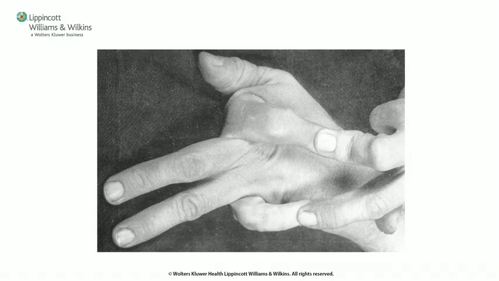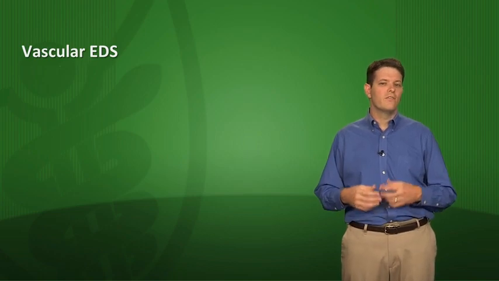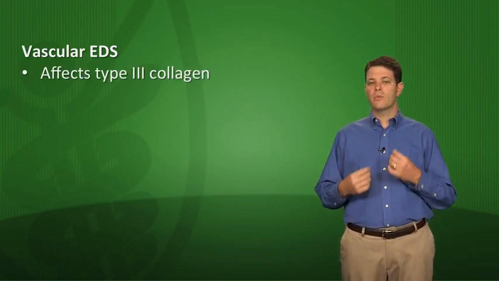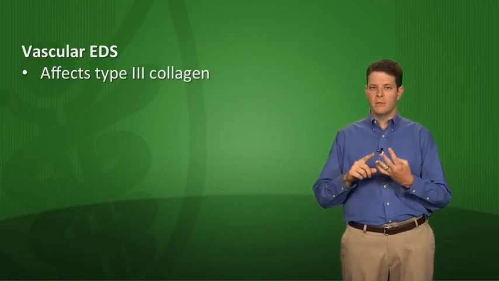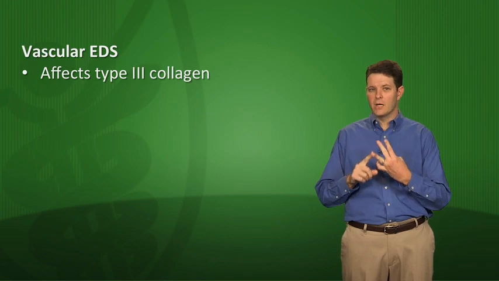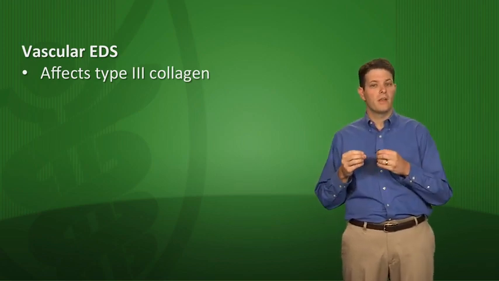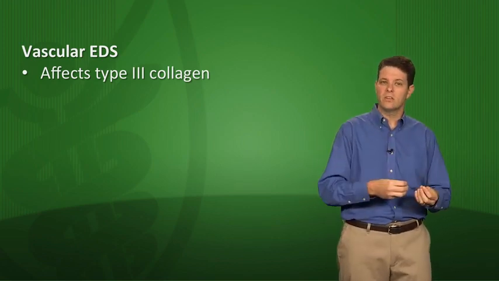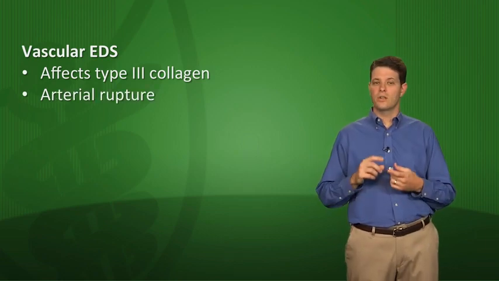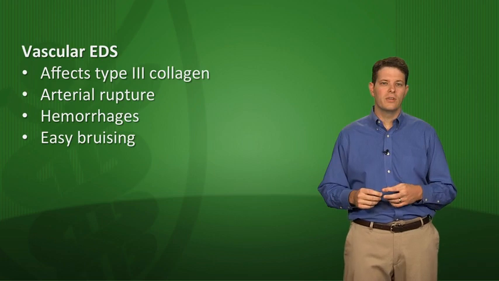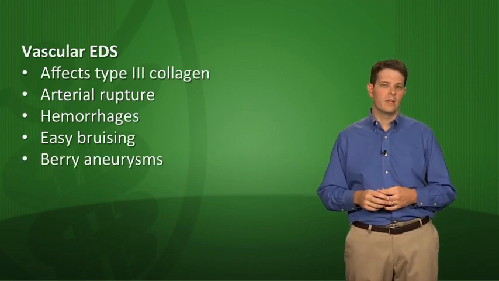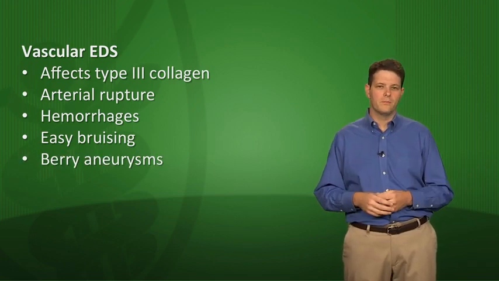Another type of Ehlers-Danlos is called vascular EDS, which is due to a defect in the synthesis of type 3 collagen. Now, which one was that? Strong, slippery, bloody, BM. That was the bloody type, type 3 collagen. So type 3 collagen is going to be found in the blood vessels. So again, this is vascular Ehlers-Danlos, and it causes arterial rupture and hemorrhages and easy bruising. You can also see intracranial berry aneurysms with Ehlers-Danlos. So again, blood vessel problems.